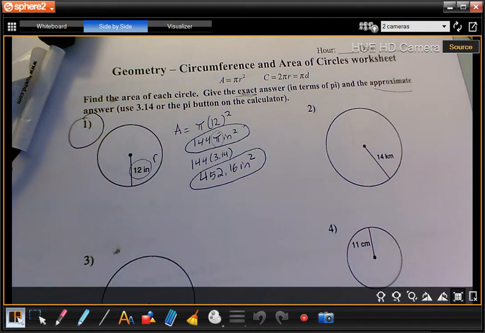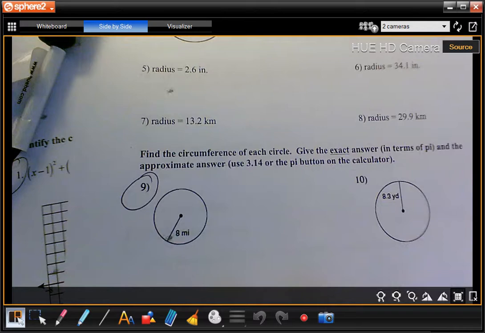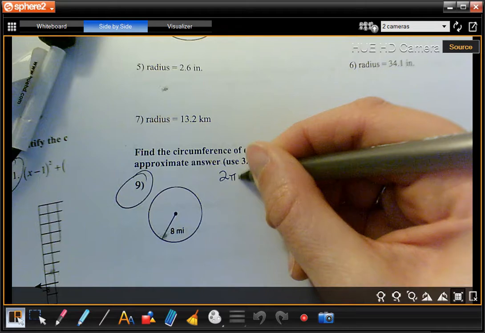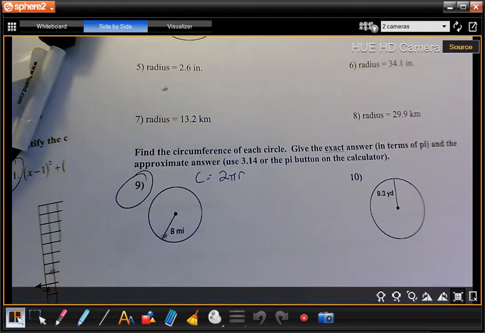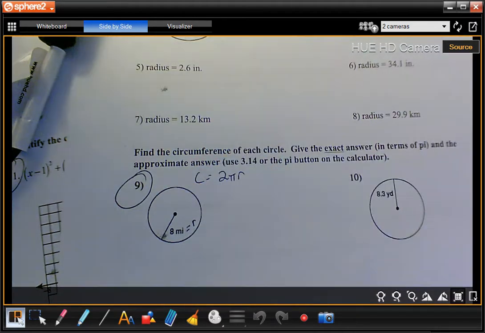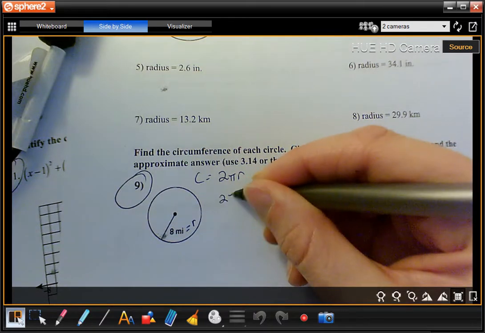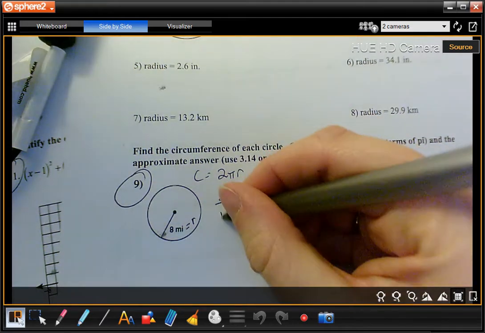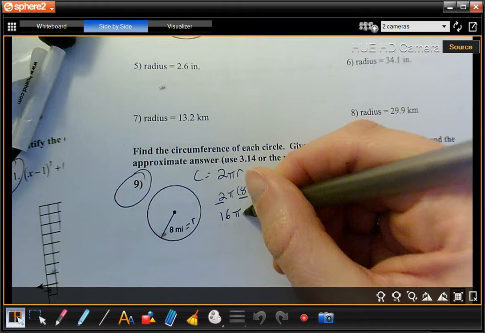I'm going to move down to the next section and look at number 9. Find the circumference. So I'm going to write the circumference down, 2 pi r equals c. I can also use pi times diameter if I had the diameter, or I could just do that first. Again, doesn't matter. For this one, I am given 8 as the radius. Remember, I want my exact answer in terms of pi, and then my approximate answer. So I'm going to go 2 pi times 8, and then I'm just going to multiply the 2 and 8 together because I want to leave pi alone. So I get 16 pi miles.